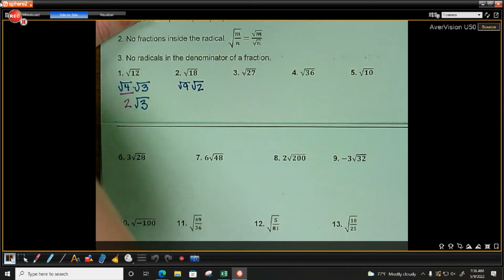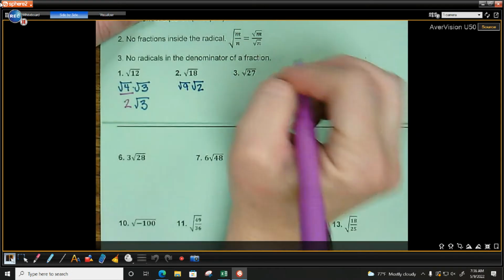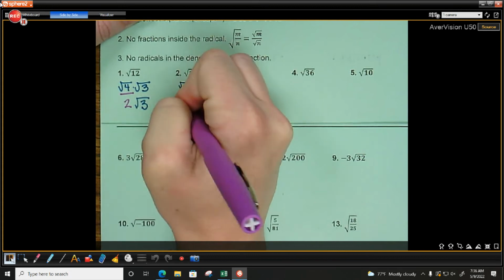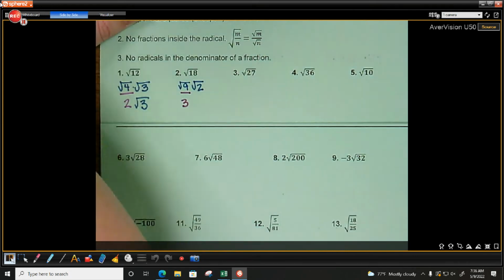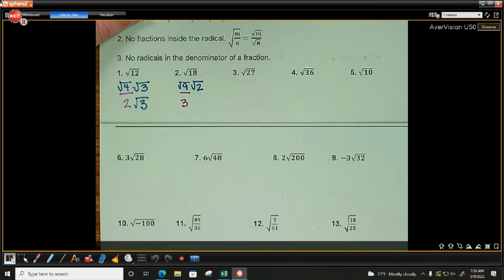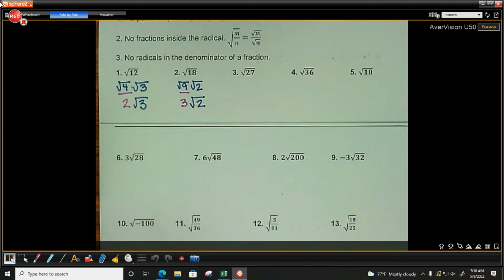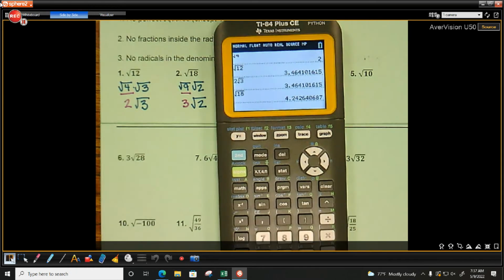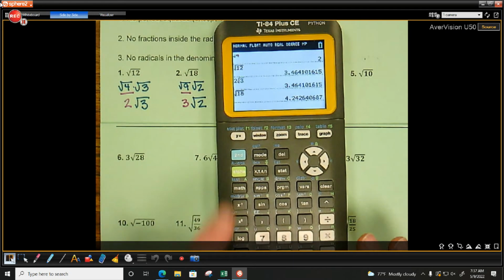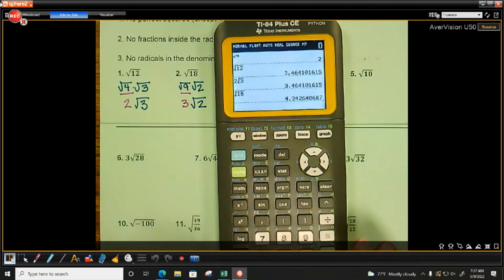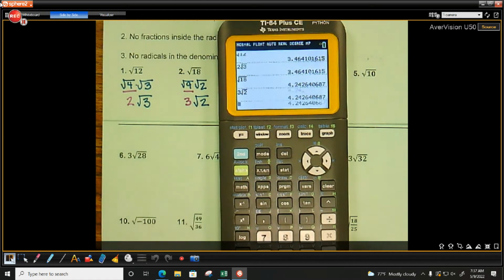Well, what is the square root of 9? 3. Is 2 divisible by a perfect square? Nope, 2 is prime, so 3 square root 2. What should I do next? Check on your calculator, very good. Square root of 18, I already typed that in, so now I'm going to do 3 square root 2. Do those decimals match?